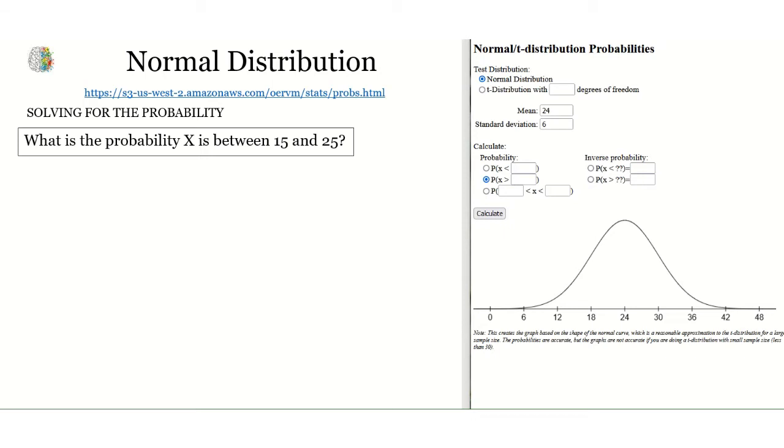Our next problem says, what is the probability x is between 15 and 25? So if I'm going to draw this graph, I'm looking for values between 15 and 25. So I'm wanting to know the area between these two numbers, and what is the probability that I'm going to be able to find an x between these two values. So let's use the mean of 24, standard deviation of 6. We've already got those plugged into our calculator. This time we're looking for a range of values, so we're going to use this third probability calculator.